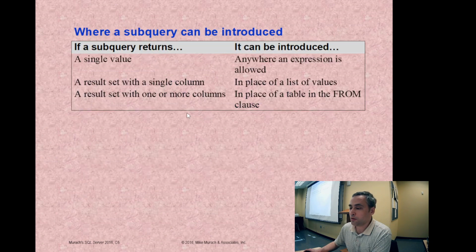Another thing you need to know is that it cannot be introduced everywhere. For example, if it has more than one column. So if the subquery returns a single value, it can be introduced anywhere an expression is allowed. And a result set with a single column can be used as a list of values, and also it can be used in a from clause, so basically a table with one column.